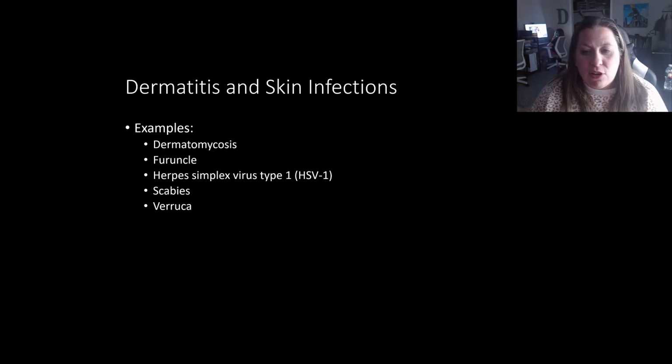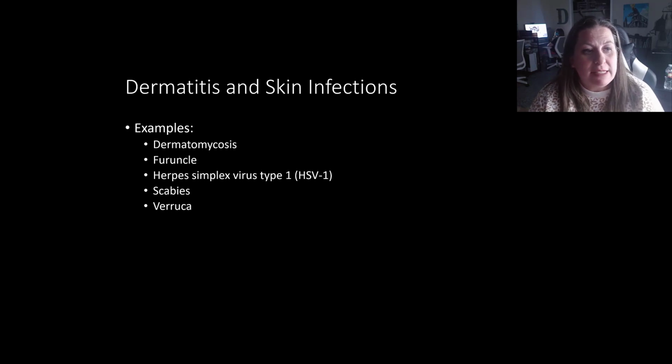We have then a furuncle. Furuncles are commonly called a boil, and it's a localized type of infection that a lot of times begins with an infection of a hair follicle or a sebaceous gland. And again, most of the time the culprit is Staphylococcus.